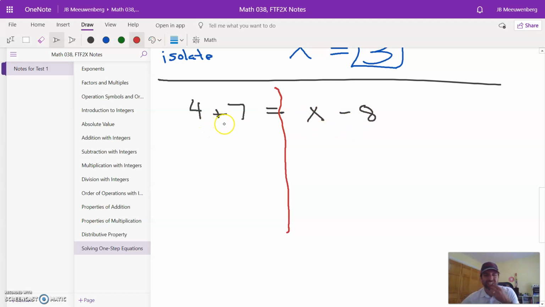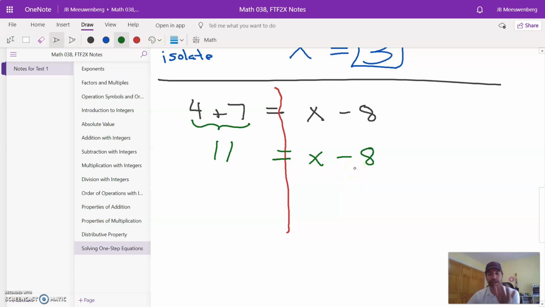4 plus 7, there's actually some numbers over here on a single side that we can combine and add. It's also subtraction instead of addition. So what I would say is anytime you can clean something up and do it in an equation, just do it. 4 plus 7 is 11. That's totally fine to do. 11 is equal to x minus 8.